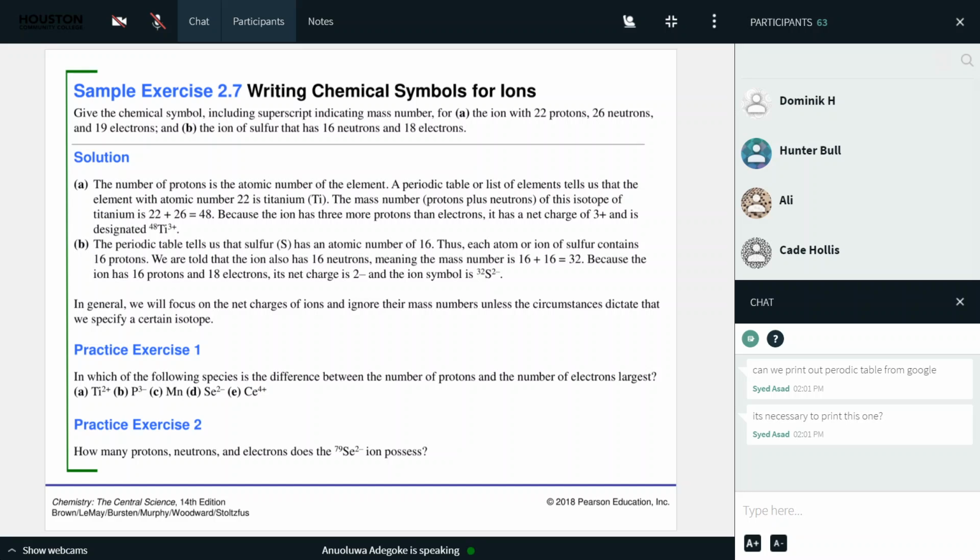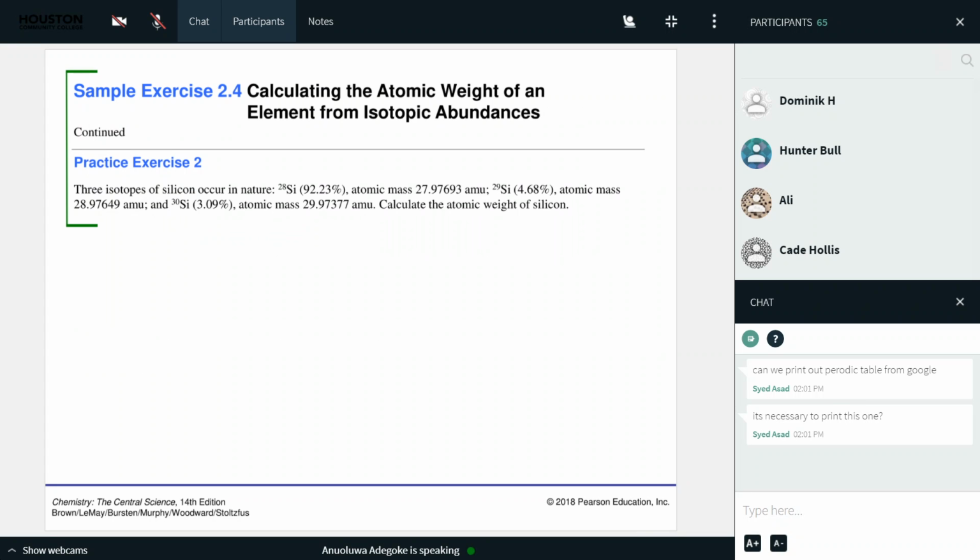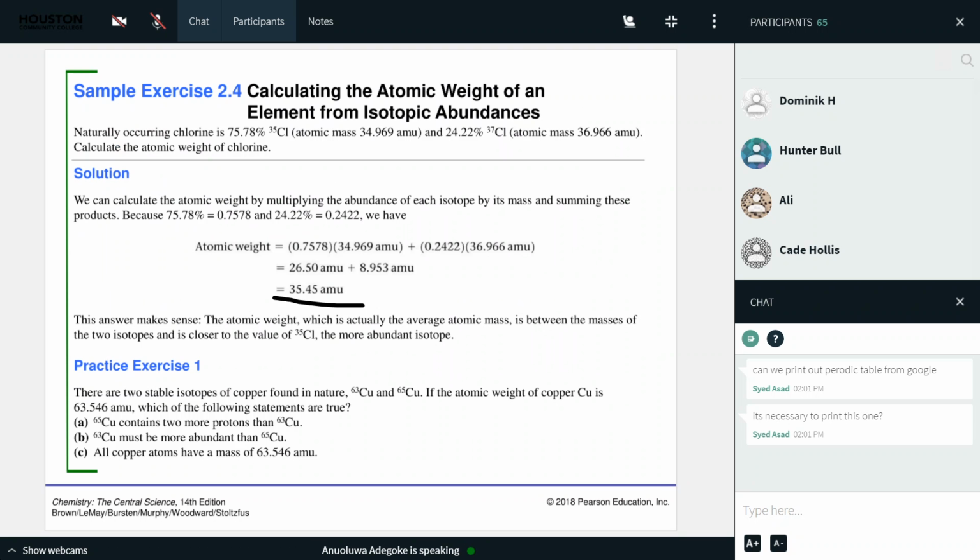All right, so we want to look at how to write chemical symbols for ions. In this question, you are going to need your periodic table handy. If you have your periodic table, you can have that handy to be able to see. And there's a periodic table here that I can show us right now.